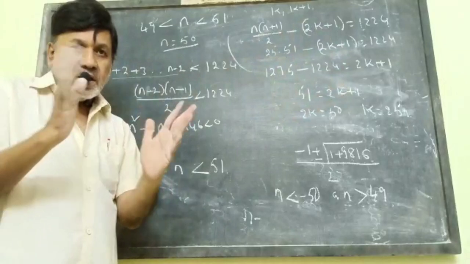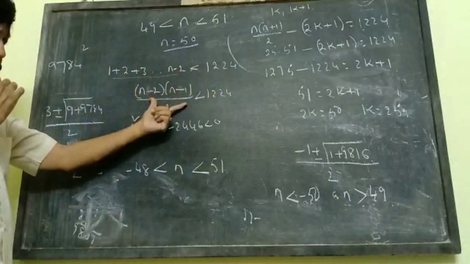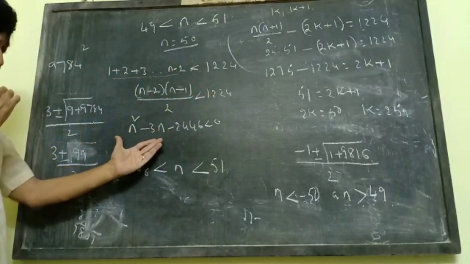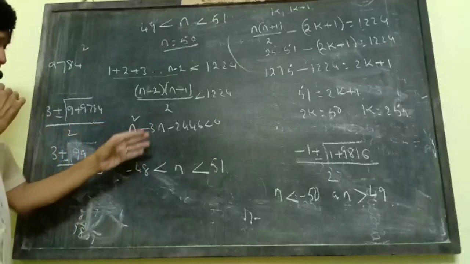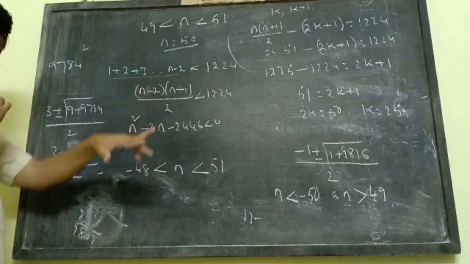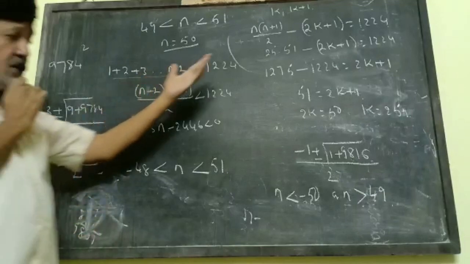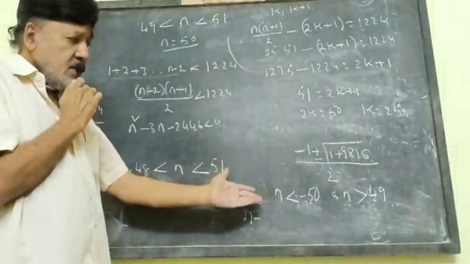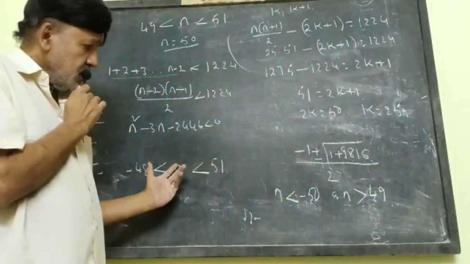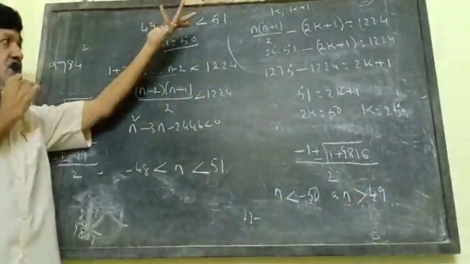Once you get that idea, the remaining follows blindly. You will get a quadratic inequality here. You need not solve it fully, you need not get square roots and all those things, because n being an integer, you can write approximately like this. Approximately what you got earlier, n between 48 and 51. Similarly, the other inequality, if you solve it, you will get n less than minus 50 or n greater than 49. n cannot be negative, so you consider the intersection of this and this, which happens to be this.